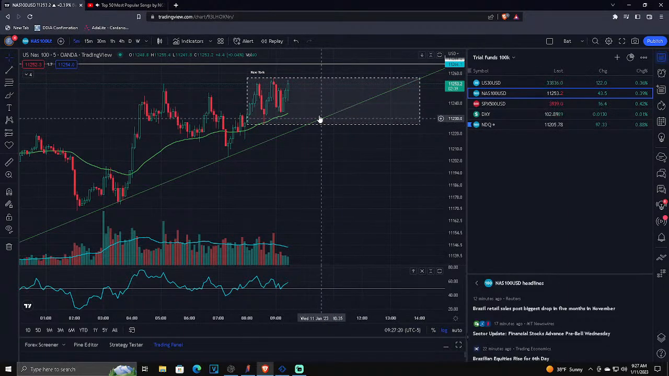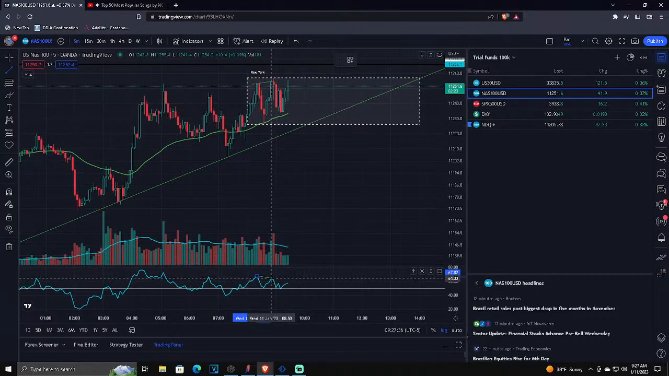What I also don't like for a potential long is that it looks like it's starting to make some bearish divergence on the price. So it looks like the RSI, the strength of the move, is weakening. The strength is weakening on the RSI while the price is making slightly higher highs. So we'll keep that in mind as well.